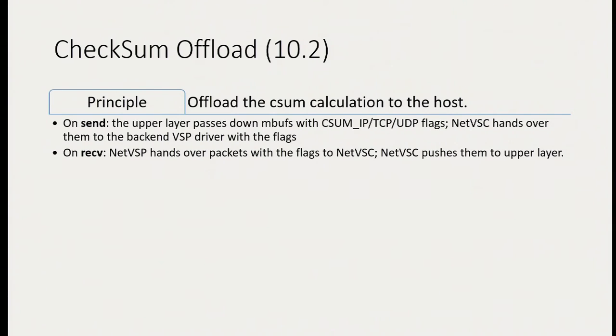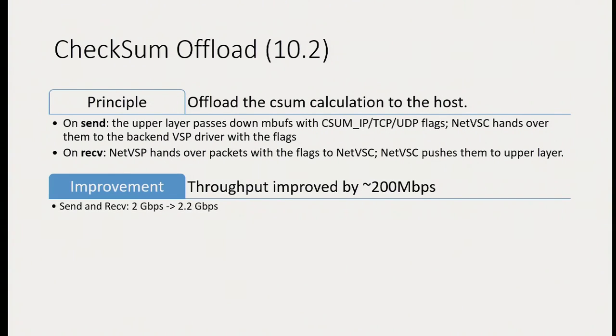After we implemented this, we looked at the performance. We actually got a network throughput improvement of 200 Mbps on both the sender side and the receiver side. Before this optimization, the network throughput was about 2 Gbps. Remember, the underlying physical NIC is a 10 Gb NIC. So before checksum offloading, the sender and receiver throughput was only about 2 Gbps. With this optimization, we have a slightly bigger number, about 2.2 Gbps. It's not as big as we expected; the throughput improvement is not so big.